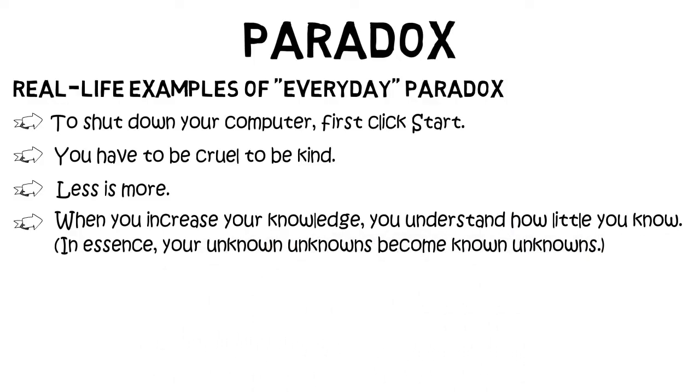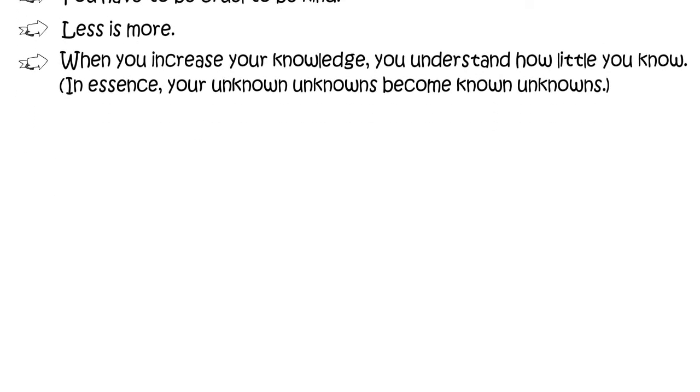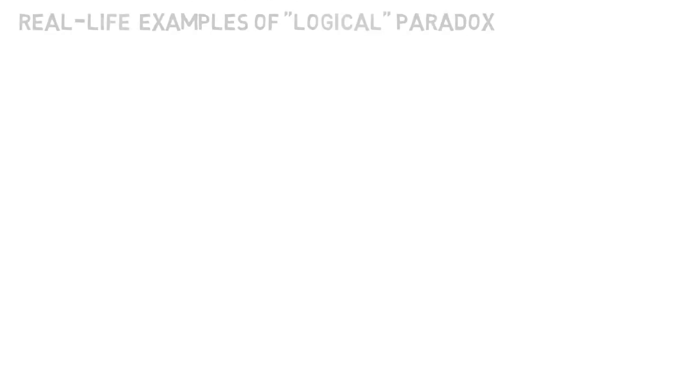When you increase your knowledge, you understand how little you know. Well, that seems to be self-contradictory, but actually it's not. What happens is your unknown unknowns become your known unknowns. And really that just means that you start understanding what you don't know. So that's an example of an everyday paradox, something that seems to be self-contradictory.